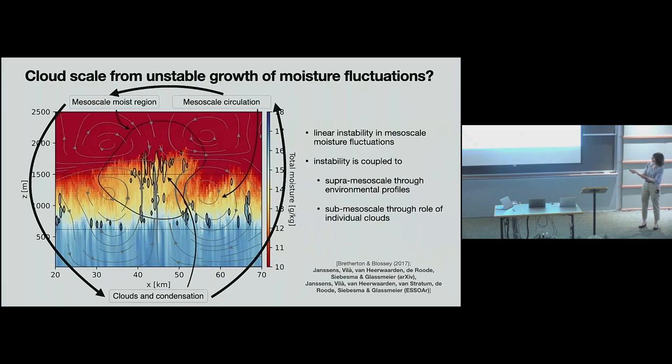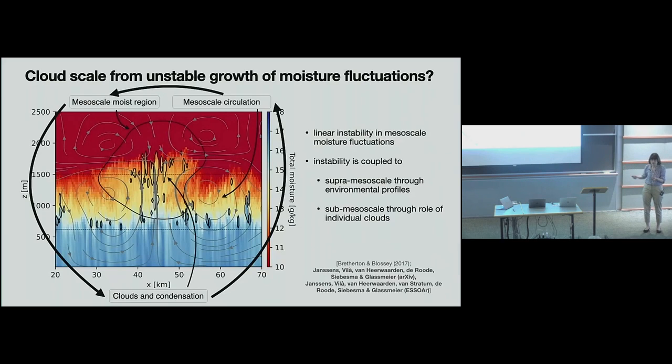And something that's really interesting about it is that this instability is coupled to supramesoscale as well as submesoscale features. So for this instability to form, it depends on what the environmental structure is, and the clouds themselves set this environmental structure, which we can see from the small clouds and the larger clouds here. And then, of course, when you look, it's really these individual clouds and the motion in the individual clouds that project onto this mesoscale moisture fluctuation.